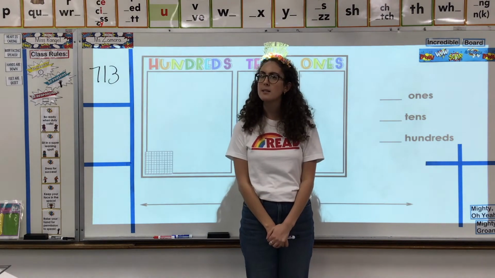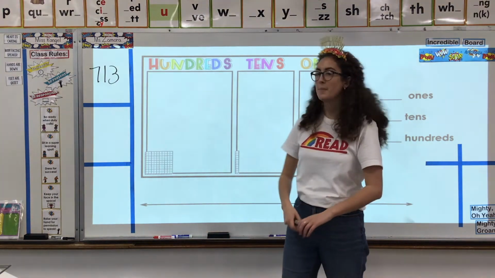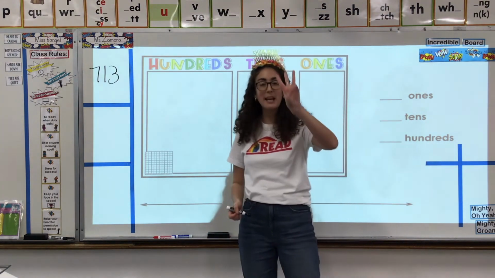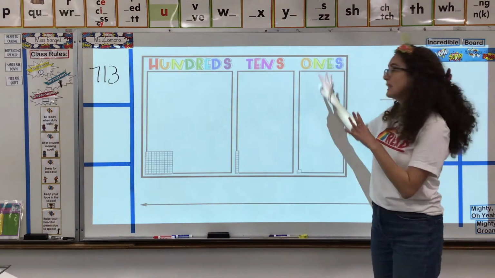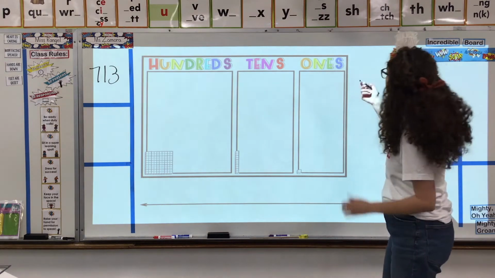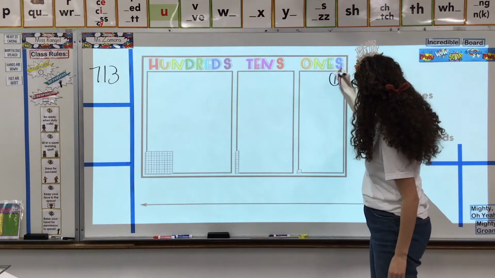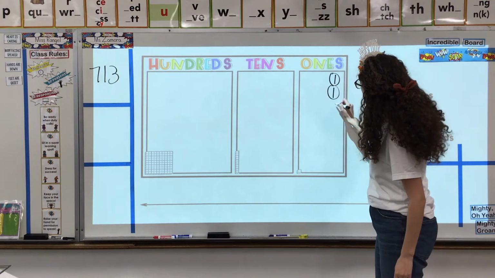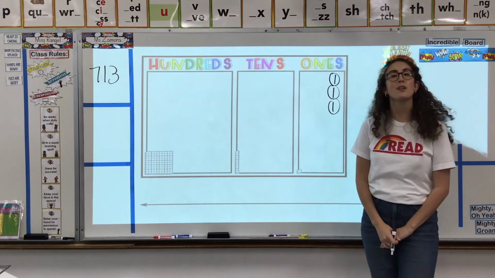How many ones? There's 3 ones, of course. Let's go ahead and draw our 3 ones. Can you do it with me? A nice straight line. 1, 1, 2 ones, and 3 ones.